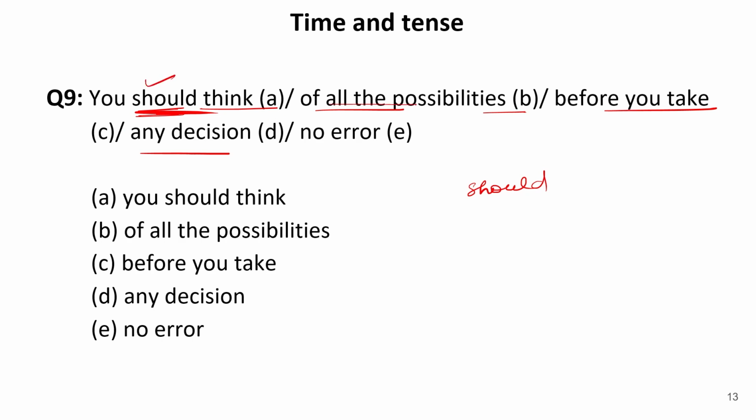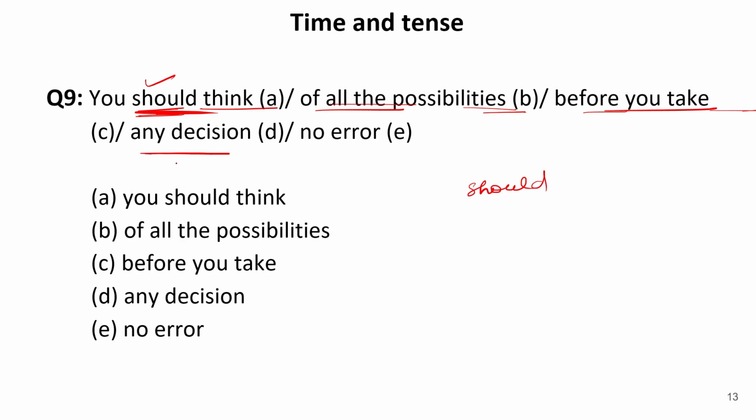Now, you should think of all the possibilities before you take any decision. So this is just a piece of advice, not an advice. We cannot say "an advice" because advice is uncountable. It is a piece of advice.